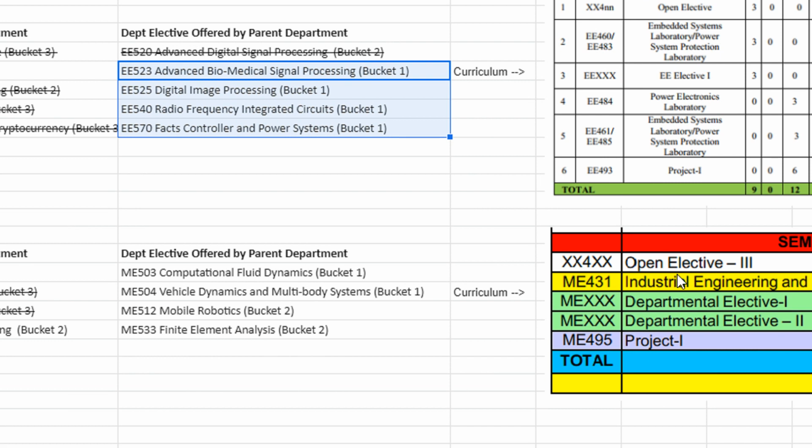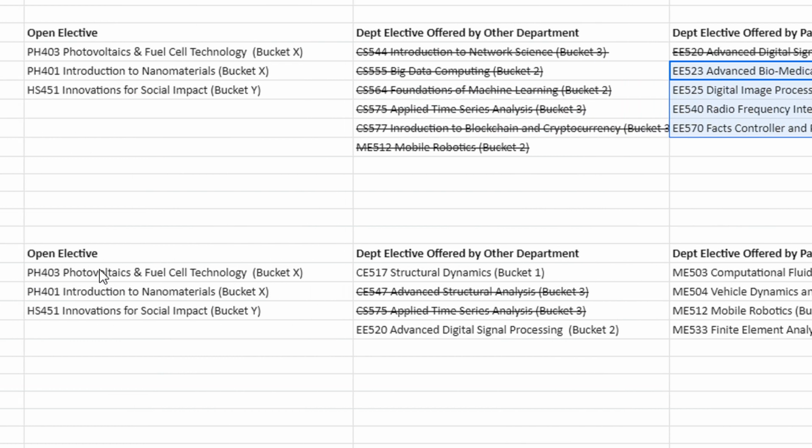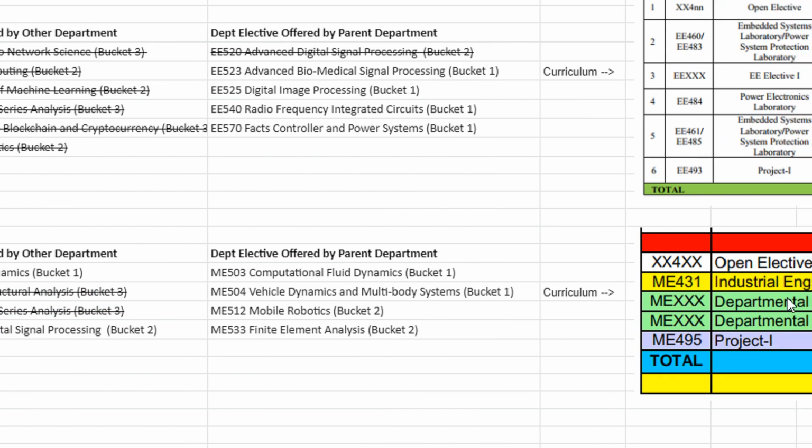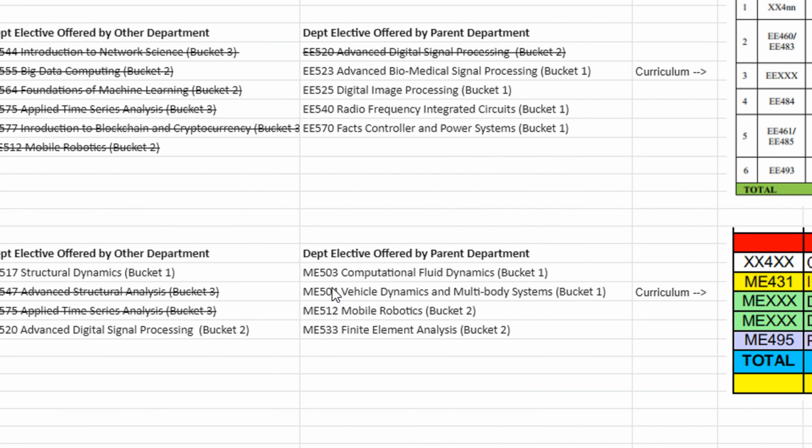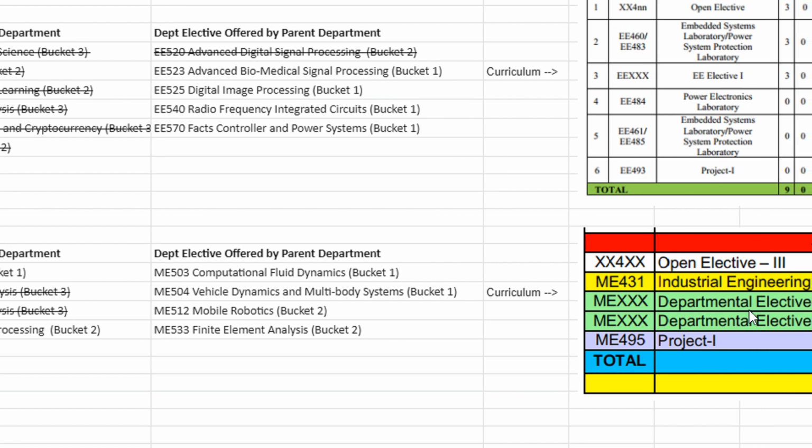The mechanical department has 2 departmental electives and one open elective. They can choose one open elective amongst these 3 subjects, and they have 2 departmental electives. So 2 departmental electives means they have to choose one from bucket 1 and one from bucket 2. Remember one very important thing: you cannot have a free choice here. You cannot choose one subject from bucket 1 and one subject from bucket 3. This is not allowed. If you have 2 departmental electives, you have to select from bucket 1 and bucket 2.